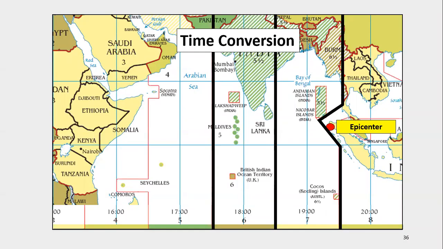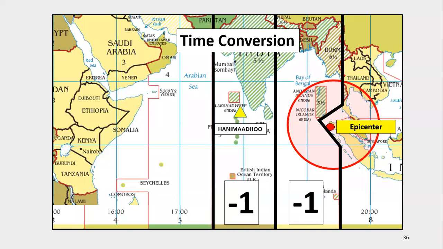Time conversion. When you convert to the Hanamaru tide gauge local time, you begin from Sumatra time and count backwards. However, notice that the time zone bends around Sumatra. Counting time zones in this case, from Sumatra to the Hanamaru buoy, the total time difference is 2 hours.